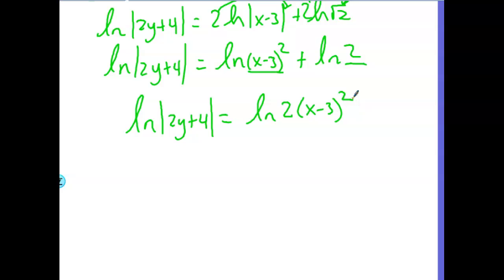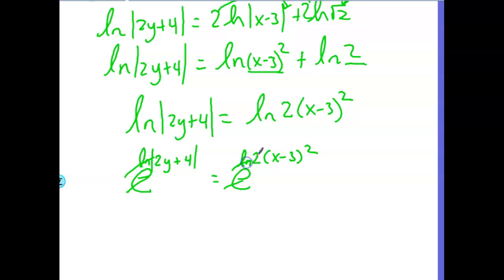The next thing I'm going to do is exponentiate both sides. What that means is whatever my base for ln is, which in this case is e, we're going to make that base for each side. And the e cancels the ln out. And so here's what we're left with then.